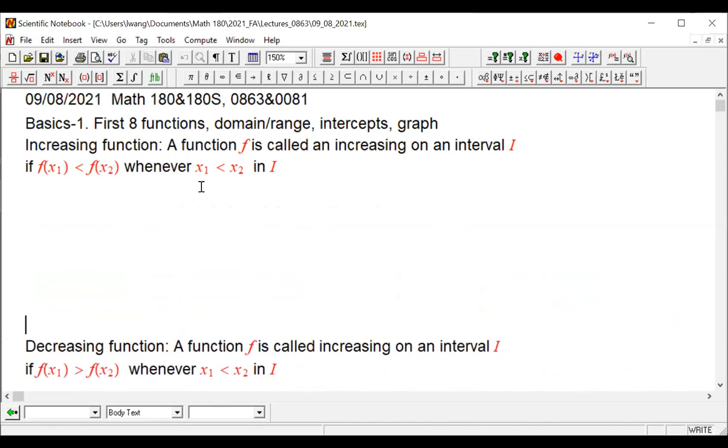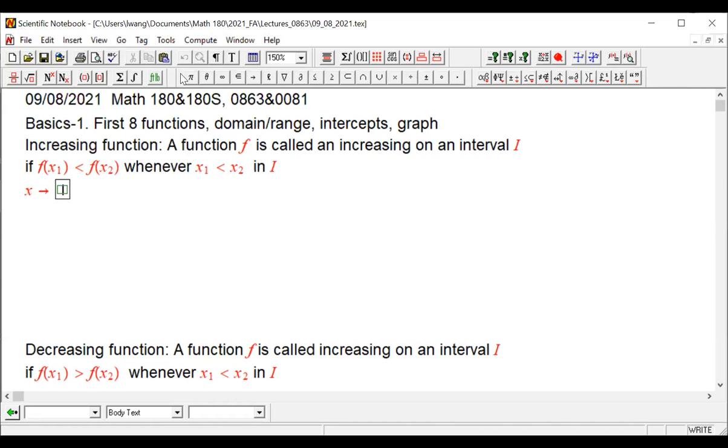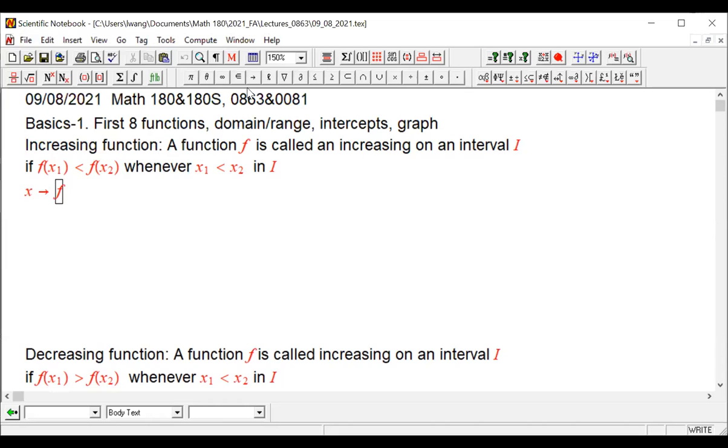Okay, look at increasing. Increasing function, of course, we know that we started with a function. So this is already a function. What does it mean? We have input, right? And this rule of the function f produces an output, and that output is called f of x, right? So input, output, the rule is set.